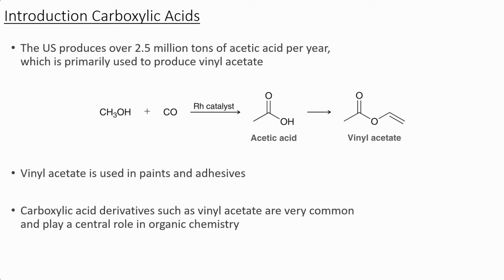Acetic acid is widely produced, and it's a precursor for vinyl acetate, which is used in paints and adhesives. Industrially, it's produced by taking methanol and carbon monoxide and with a rhodium catalyst forming a carbon-carbon bond as well as the full structure of acetic acid.